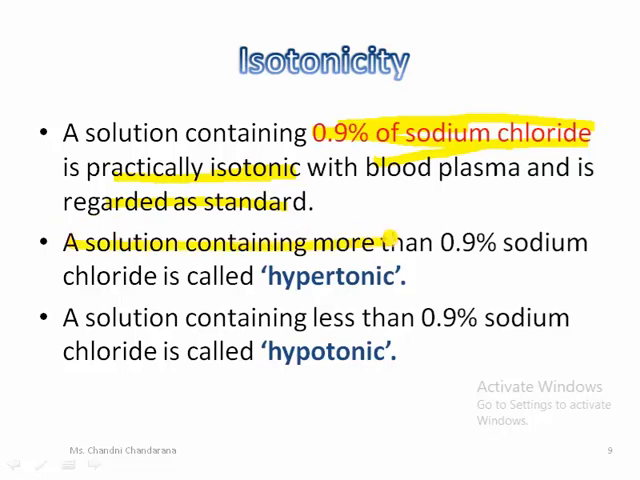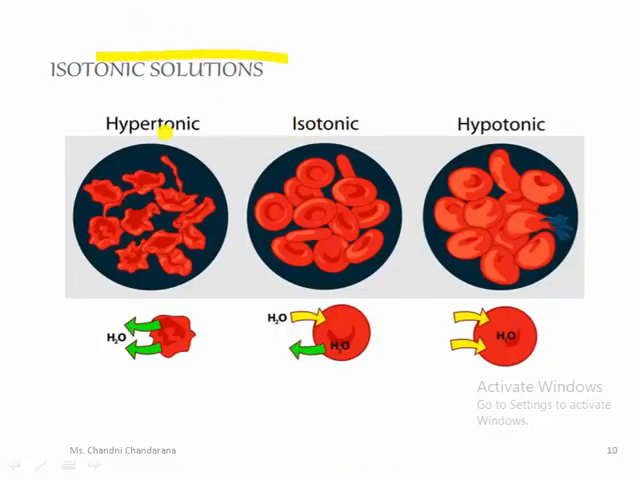A solution containing more than 0.9% sodium chloride is called hypertonic, and a solution containing less than 0.9% sodium chloride is called hypotonic solution. You can see this is the isotonic solution. Here this is the plasma, you can see the blood cells. The shape of the cells is very clear. Now here you can see the hypertonic solution and hypotonic solution. Here you can observe this.